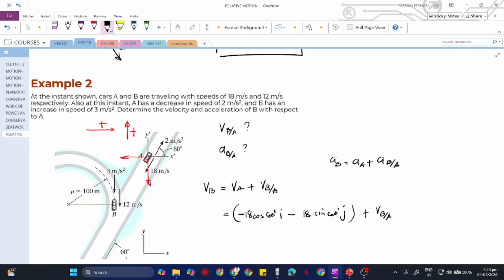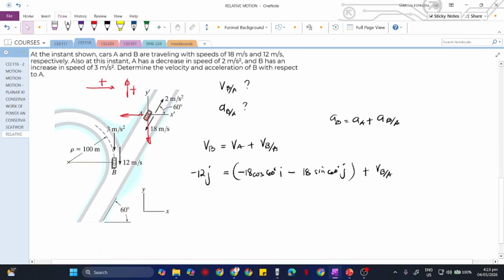VB, as you can see, is only tangential, it's just going in this direction. So that is all negative too. Negative 12J only. Only the magnitude is given here, maybe there's no angle, but let's try to get the angle too. So, let's get our calculator.